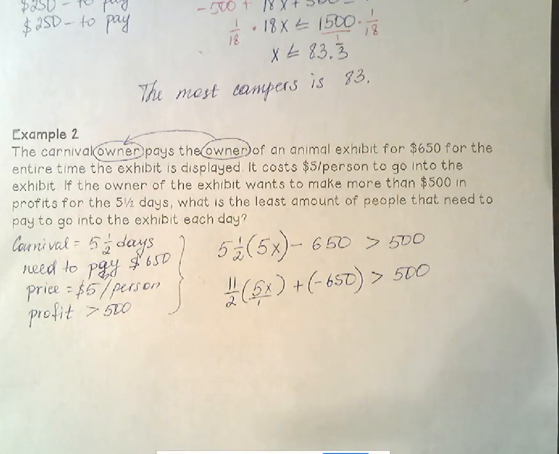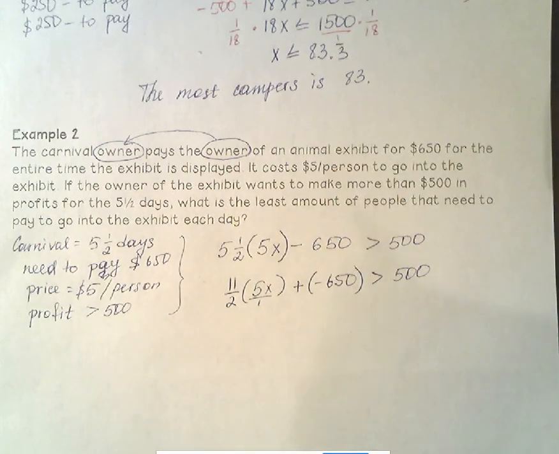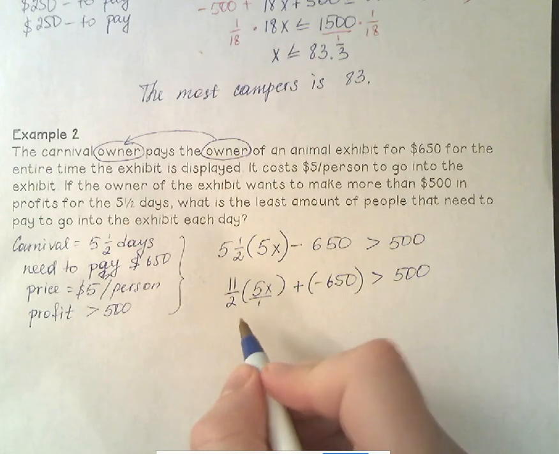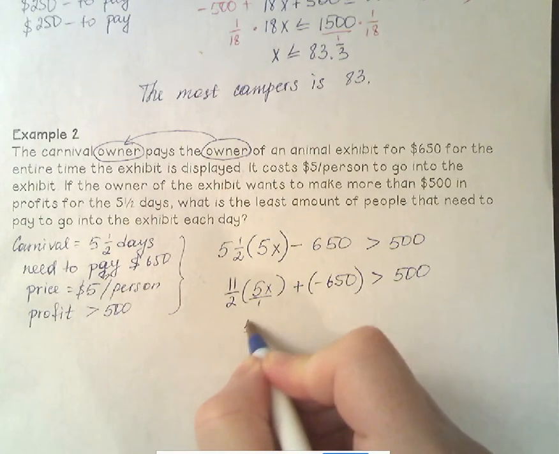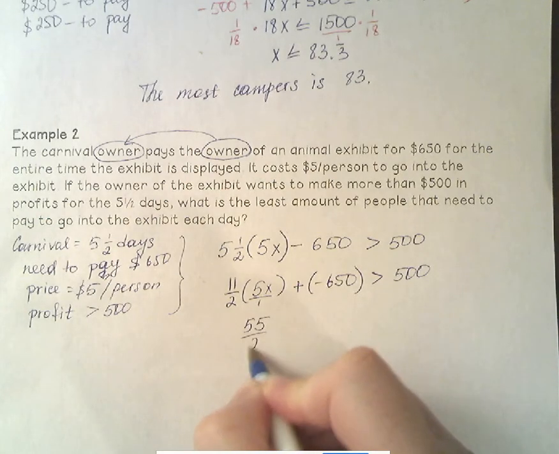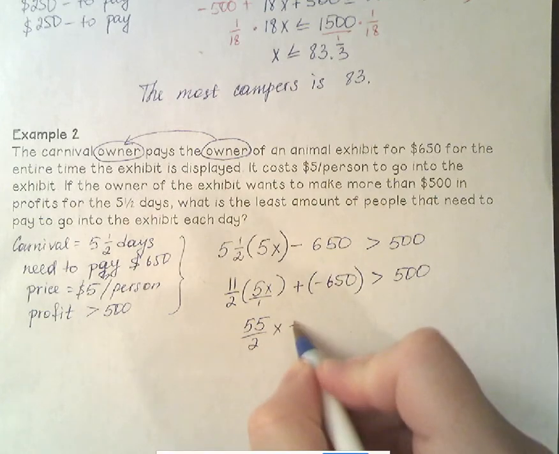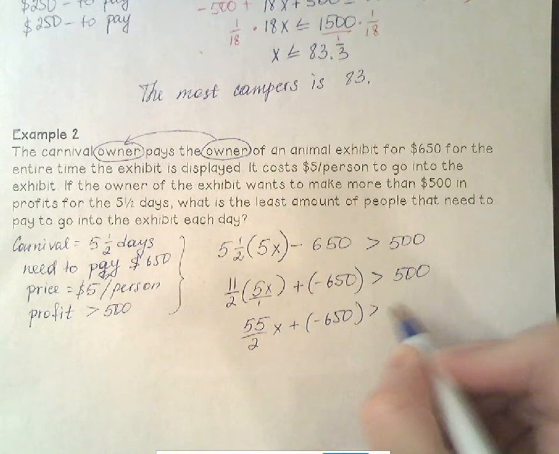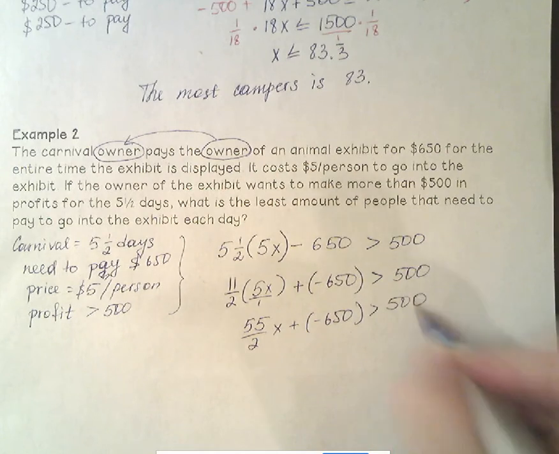I'm just simplifying it. Okay, so now I'm going to multiply 11 halves by 5x to continue the simplifying to see what I will need to add, what I will need to subtract. So I will get 55 halves x, 55 halves x plus negative 650, and that has to be more than 500. Still nothing changed. We are just simplifying.